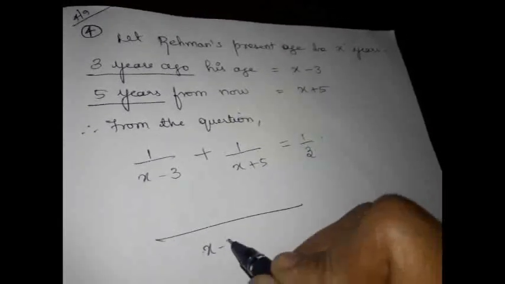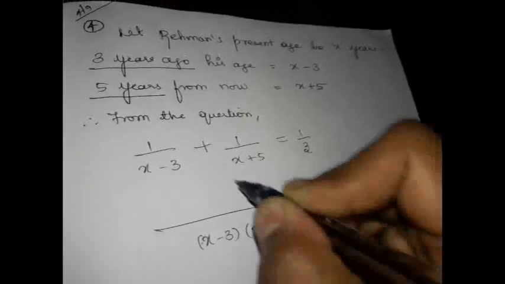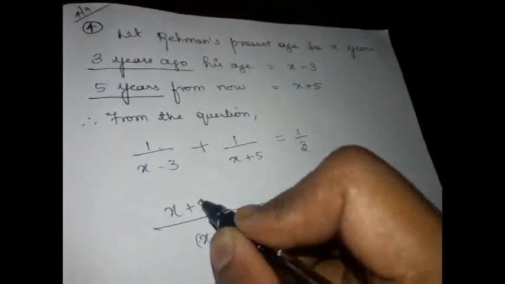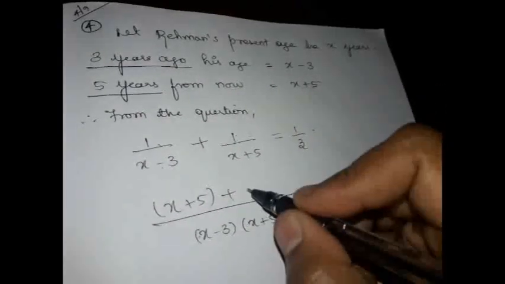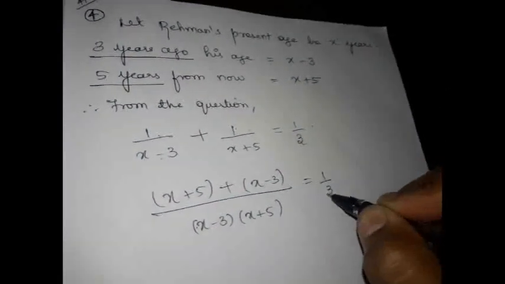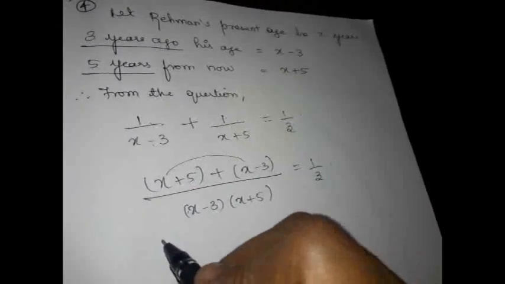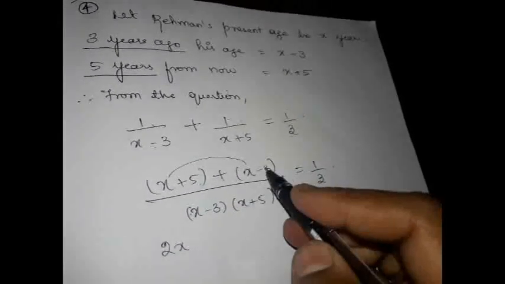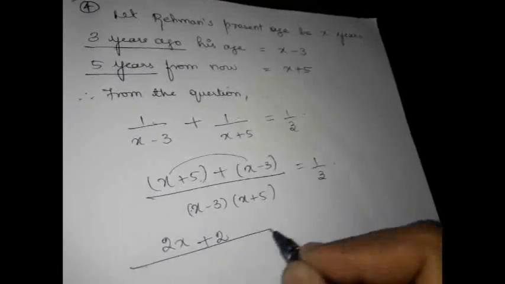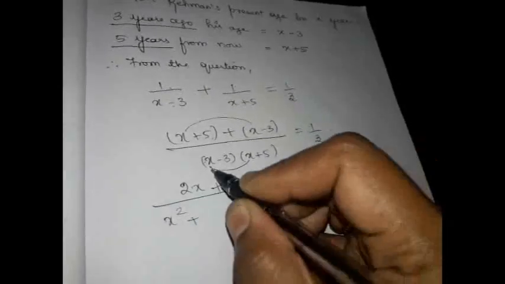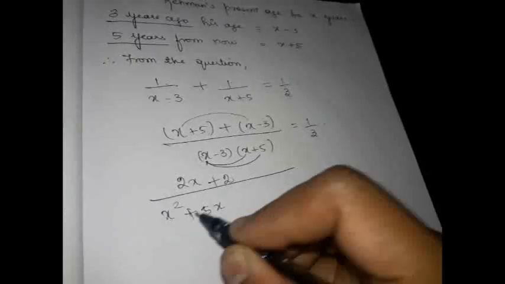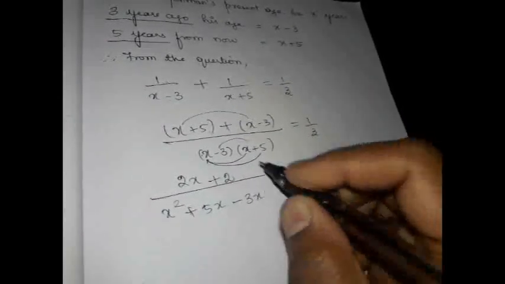If we take LCM, what will you get? (x minus 3) into (x plus 5). Multiply the numerator 1 with x plus 5, plus here we need to multiply by x minus 3, which is equal to 1/3. Here it is plus, so x plus x will become 2x, plus 5 minus 3 will become plus 2, divided by the terms you have to multiply. x into x is x square, plus x into 5 is 5x, minus 3 into x is minus 3x, minus into plus is minus, 5 3s are 15, which is equal to 1/3, right?